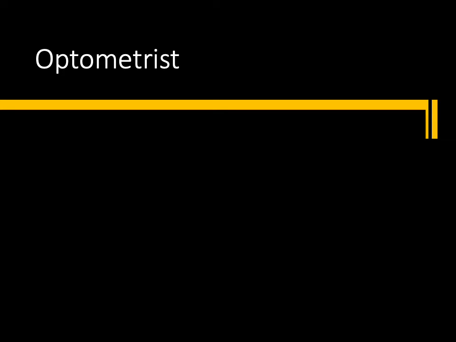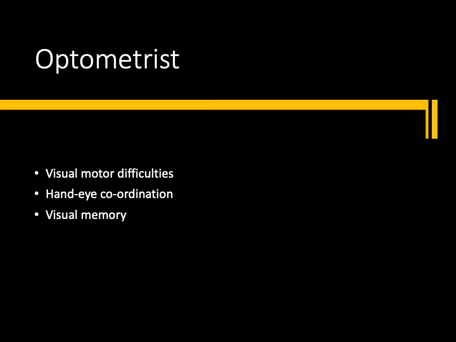Now, when to think about seeing an optometrist. If they have any visual motor difficulties, so that idea of being able to see and recognize shapes, letters, sounds, colors, any of those sorts of things. When their hand-eye coordination is unexpectedly not working the way that you anticipate. When their visual memory is poor, so you're showing them something, but obviously they're not seeing enough of it to commit it to memory in some way.